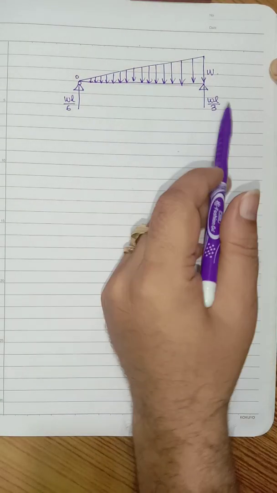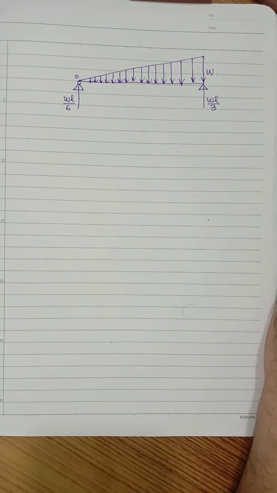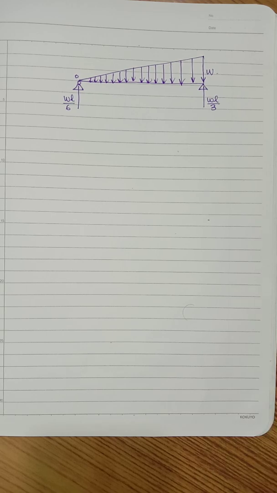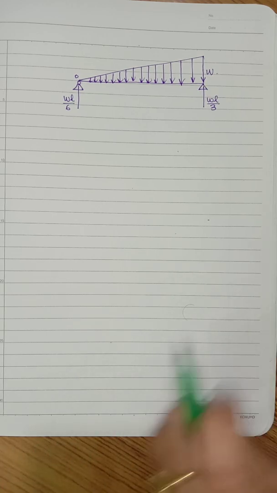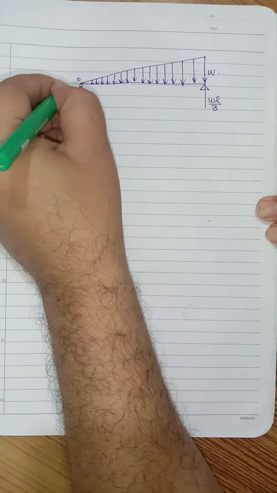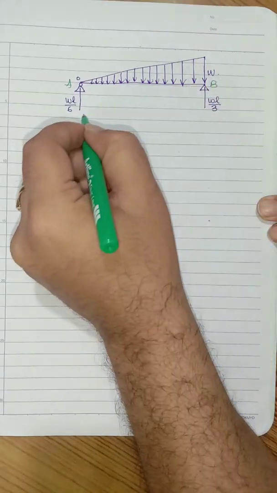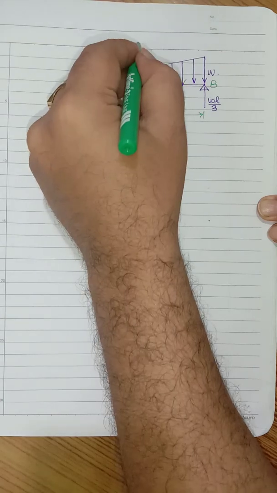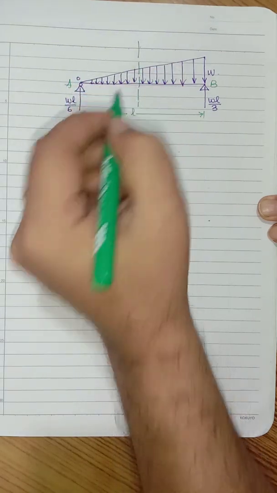Right, as you can see, I have drawn the simply supported beam once again. Now, what I'm going to do here is to develop the shear force and bending moment diagram. First, let me take a section in between A and B. Let us call this one A, B, and we know the total span as L. I'm taking a section in between A and B.